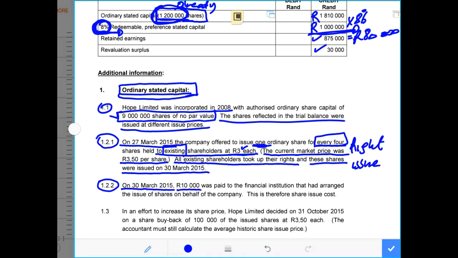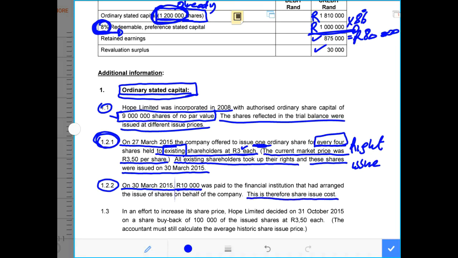Then now under 1.2.2 it says that on the 30th of March 2015, 10,000 rands was paid to the financial institution that had arranged the issue of the shares on behalf of the company. This is therefore a share issue cost. We know that under 1.2.1 there was a right issue. And now after this right issue, they say this 10,000 was incurred and paid to the financial institution. So now if this was paid, they further say that this is therefore the share issue cost.